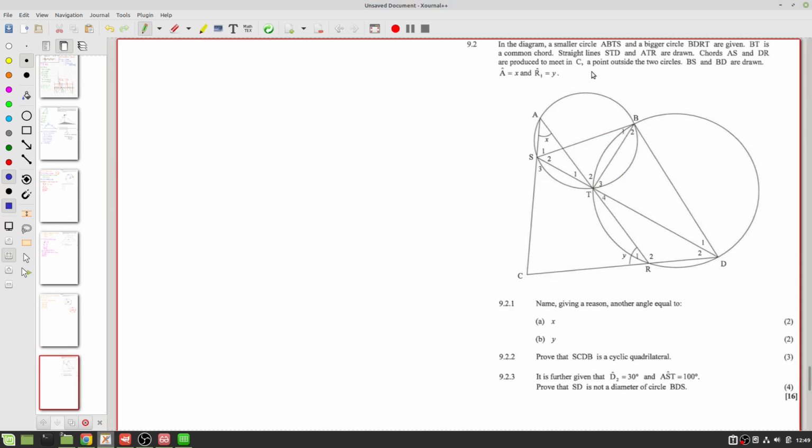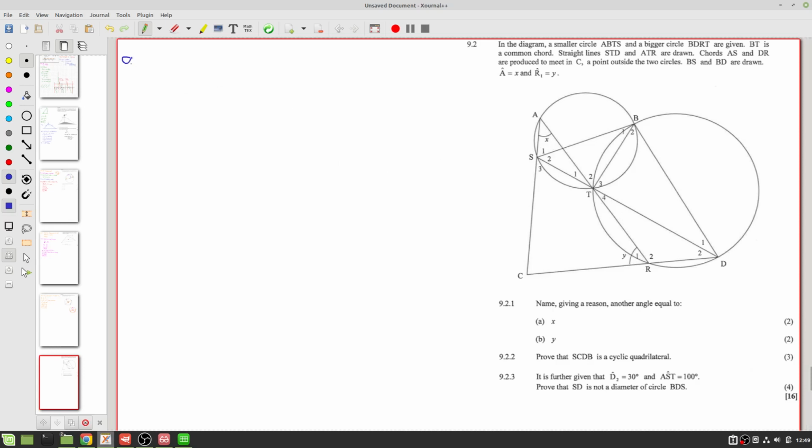Okay, in the diagram, a smaller circle ABTS is given and a bigger circle BDRT. So BT is a common chord. BT is a chord of both circles. As we can see, it's a chord in this circle and it's a chord in the bigger circle. Straight lines STD and ATR are given. Chords AS and DR are produced to meet at C. Okay, we can see that. And BS and BD are also drawn. Okay, and they give us angle A is X and angle R1 is Y. Great, so all the information is in the picture.